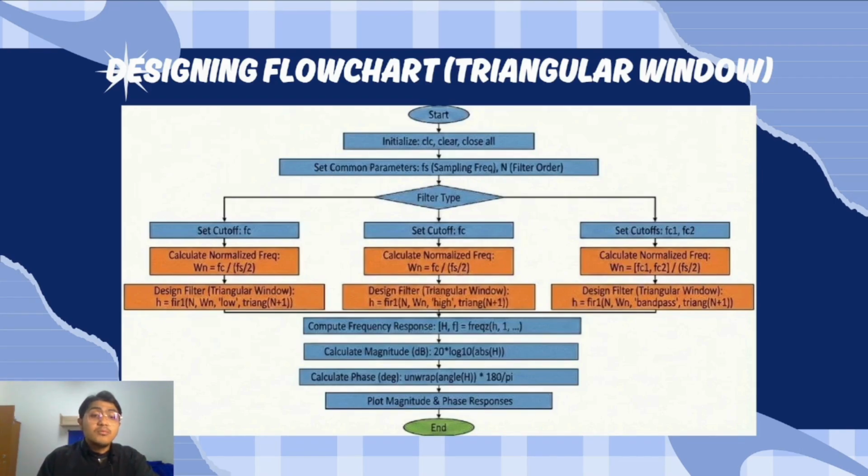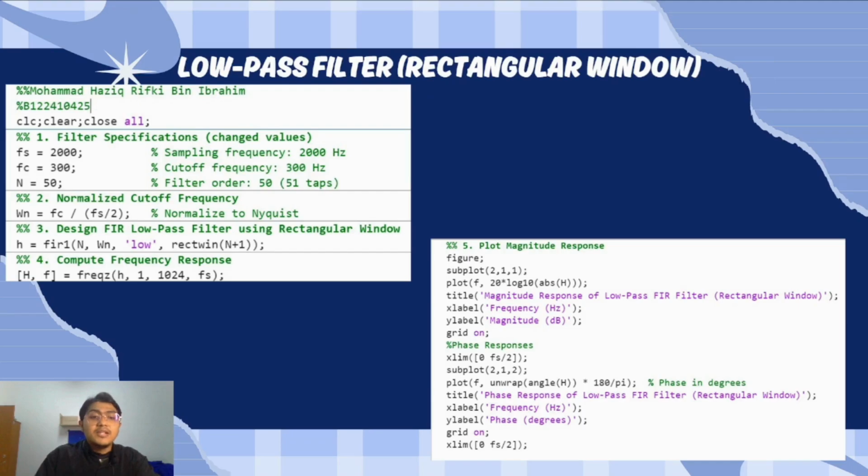Each part sets its own cutoff frequency or frequencies, normalized to the Nyquist range. Then they design the filter using fir1 with a window that is triangular. Finally, all paths converge to compute and plot the magnitude and phase responses. Now let's look at each filter response individually.